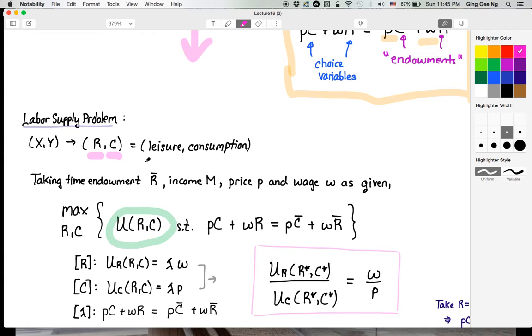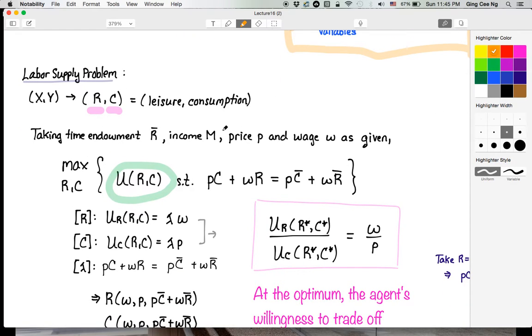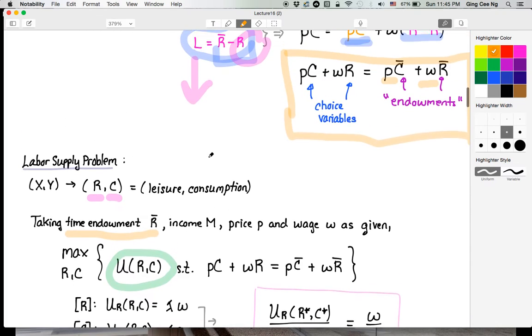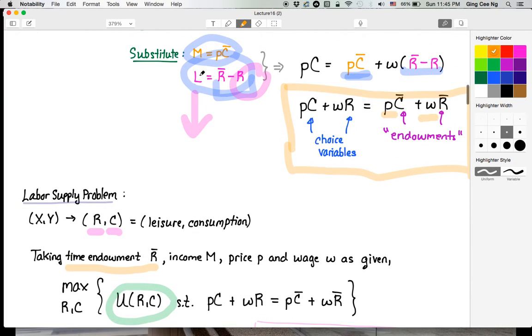So what does the consumer take as given? The consumer is going to take as given his time endowment, R bar, which is the maximum number of hours he can spend on leisure. That's defined as: if he were to spend 0 hours on labor, working in the market, he would get his R bar.